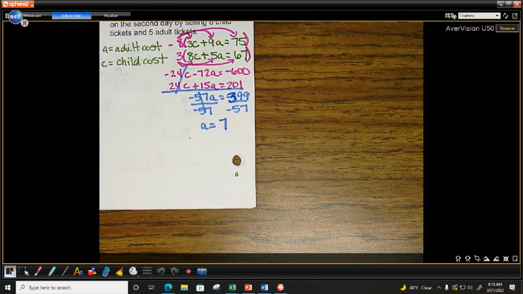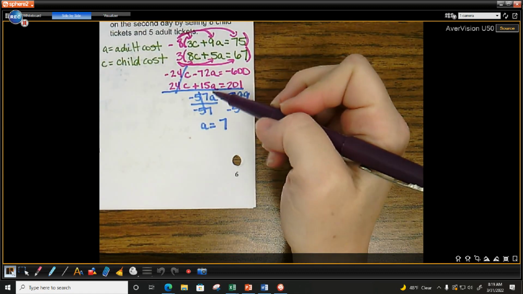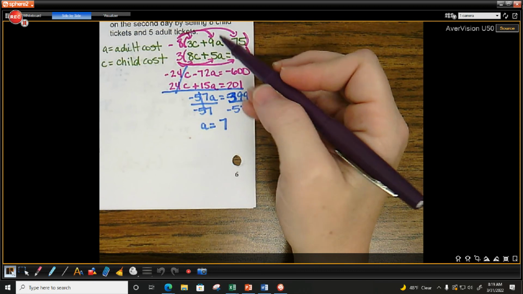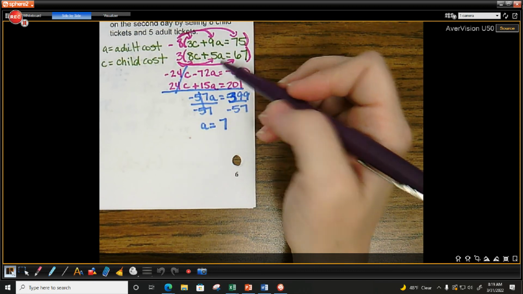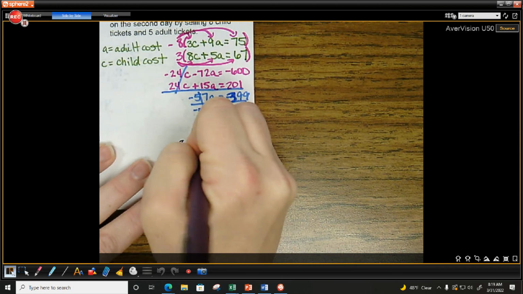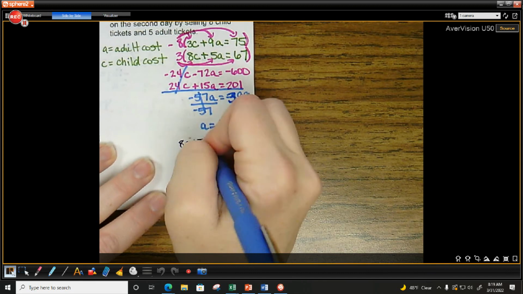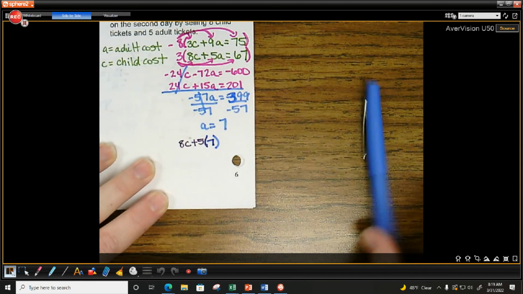It doesn't matter which equation you use to plug it back in, just use one of the original equations. Don't use one of these that we had changed it to. Use one of the original. Do y'all want to use top or bottom? Bottom I heard first, we'll do bottom. So 8C plus 5 times A, which we just found to be 7, equals 67.